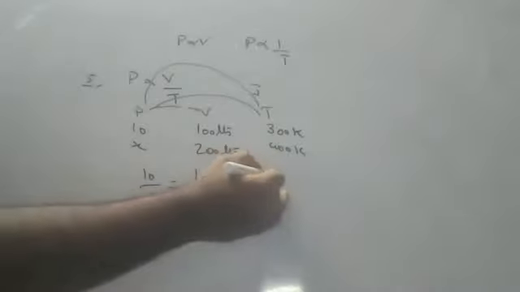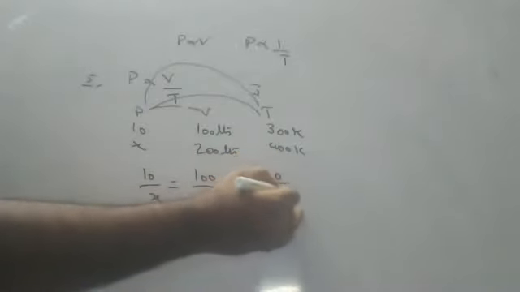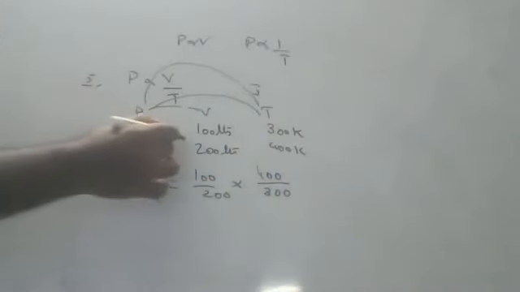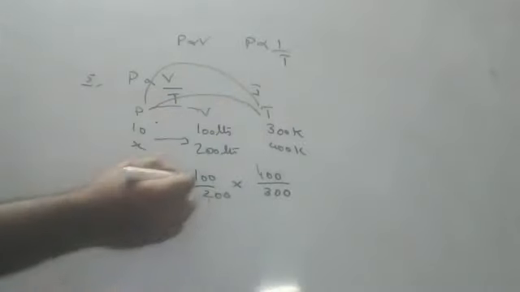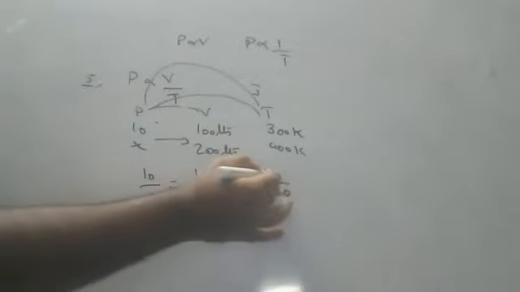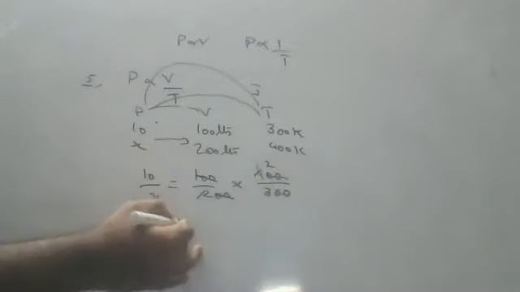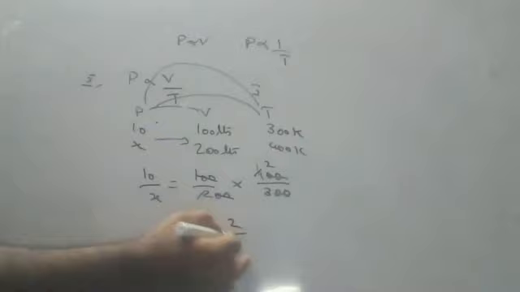400 by 300. These both are directly proportional, so I wrote direct. These both are inversely proportional, so I wrote reverse, children. Zeros cancel. 10 by x is equal to 2 by 3.